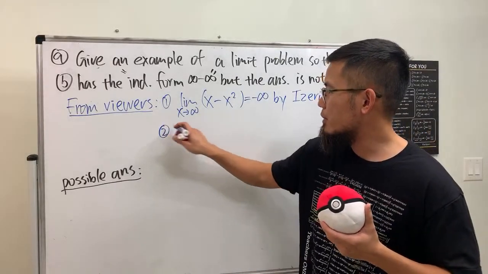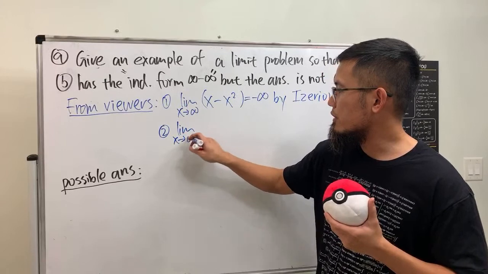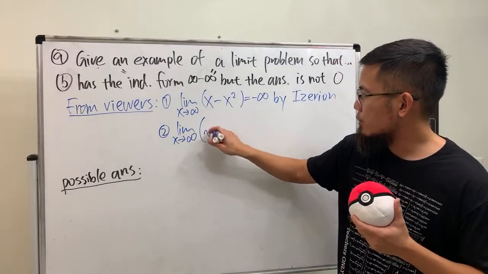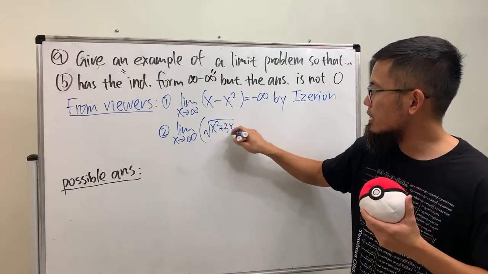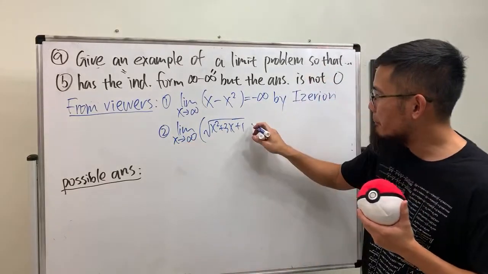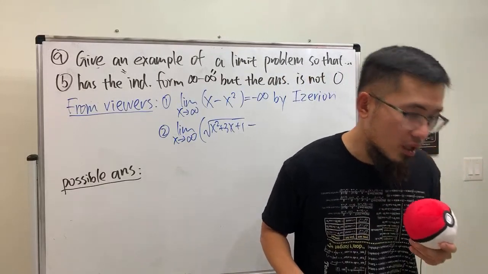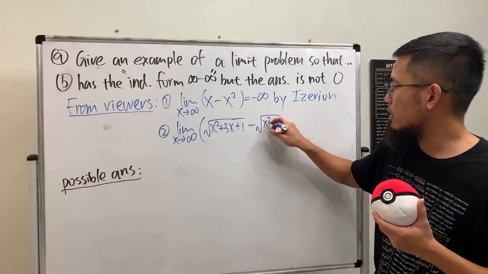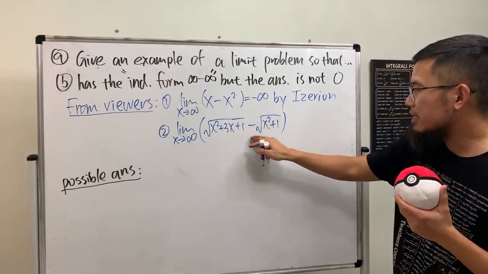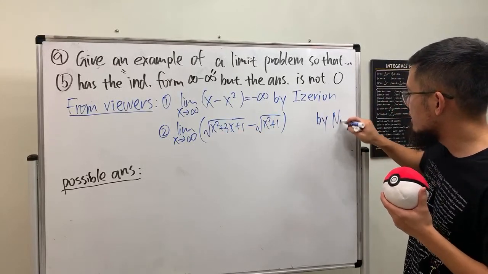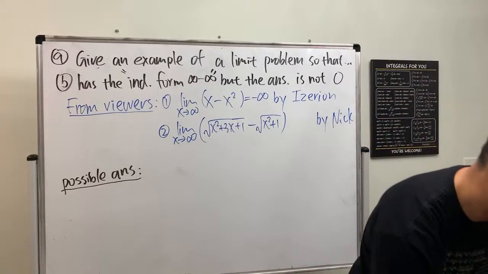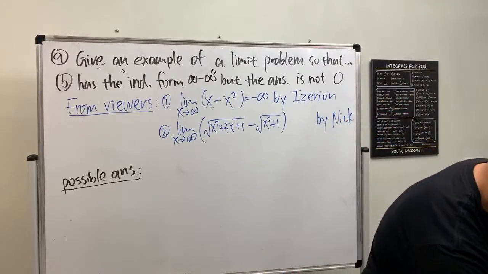Very nice. Number 2, the limit as x approaching infinity of square root of x squared plus 3x plus 1. If you put infinity to here, you will get infinity. And then minus square root of x squared plus 1. All right, this right here, yes, it's in the infinity minus infinity form. And this is by Nicholas, right? By Nick. But do you guys know what the answer to this one is? What the answer to this one is?